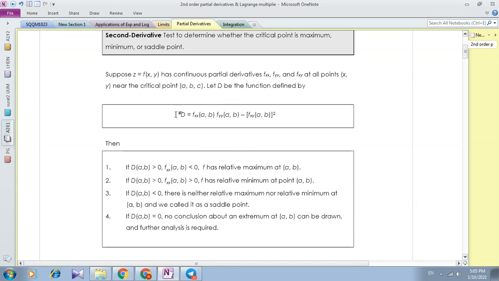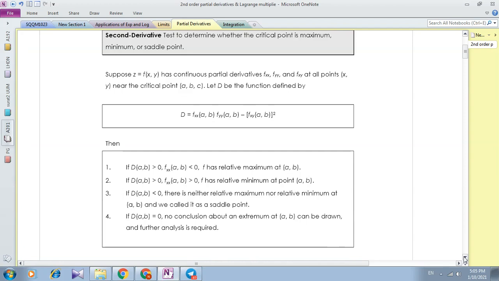Here is the formula for D, because you will need this formula to decide on the next thing here, whether it's 1, 2, 3, or 4.